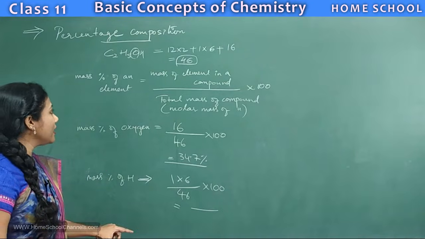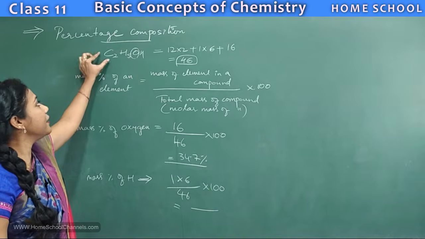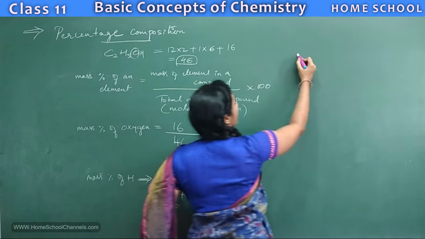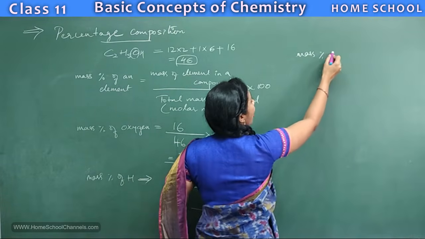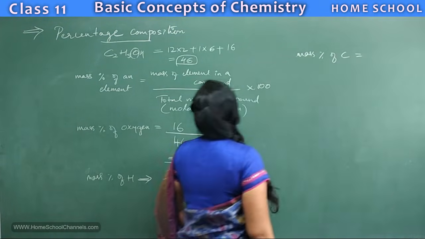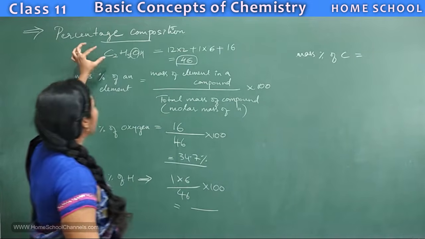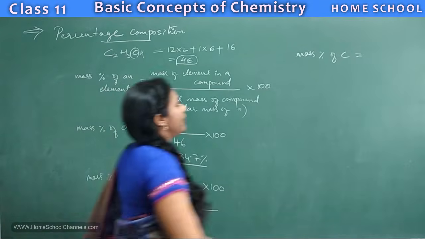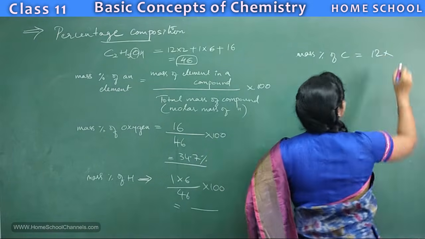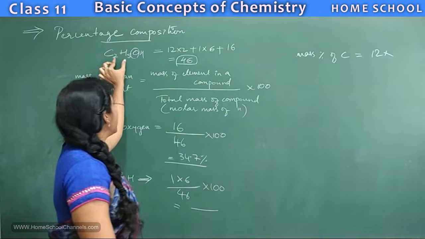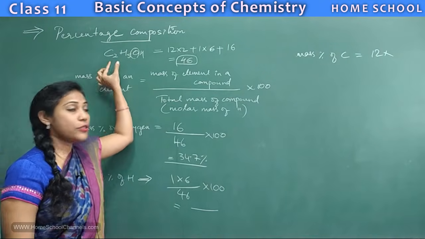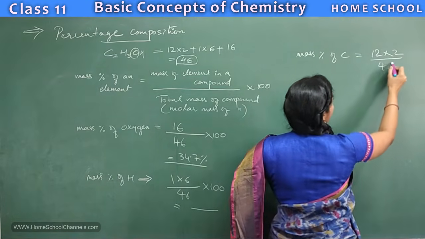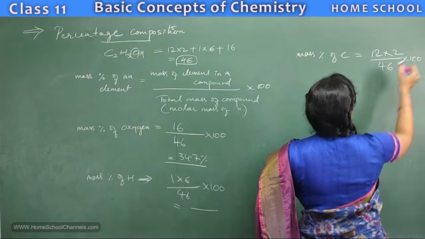Similarly, can you calculate the mass percent of carbon? How would you calculate the mass percent of carbon here? It is the mass of carbon. What is the mass of carbon? Nothing but the atomic mass of carbon, which is 12, right? 12 into how many carbon atoms are there? See, there are 2 carbon atoms. So you should multiply with 2 here, divided by the molar mass, 46, into 100 you must do.